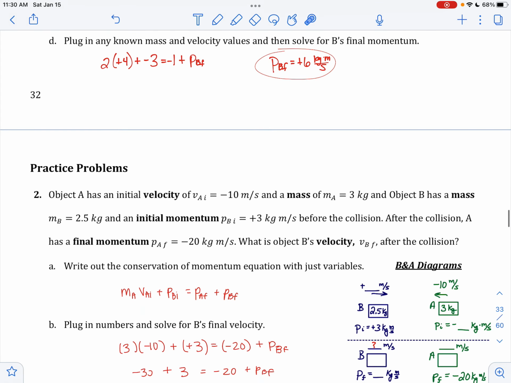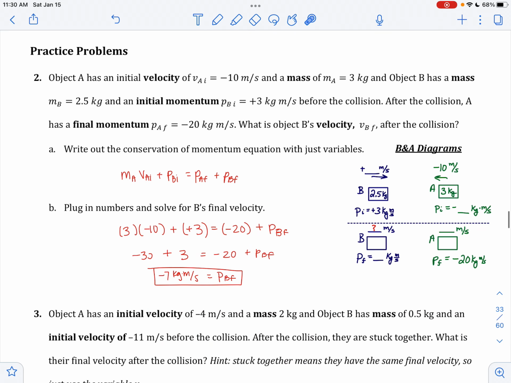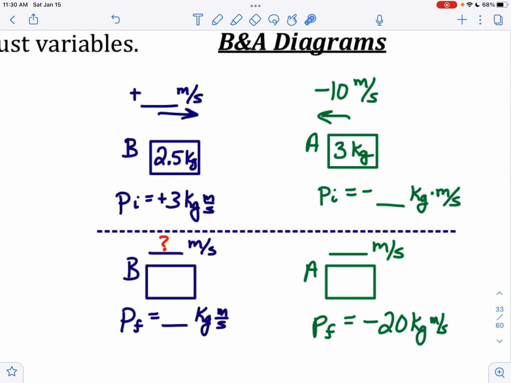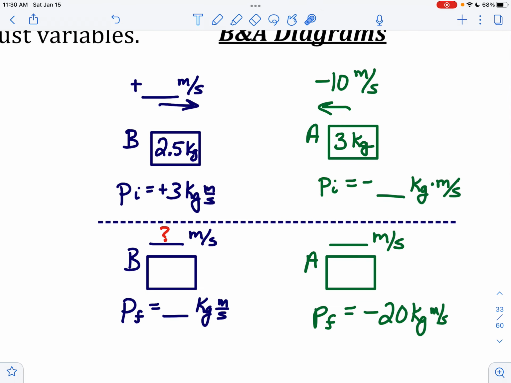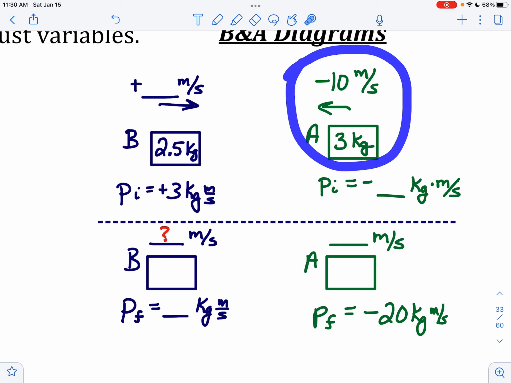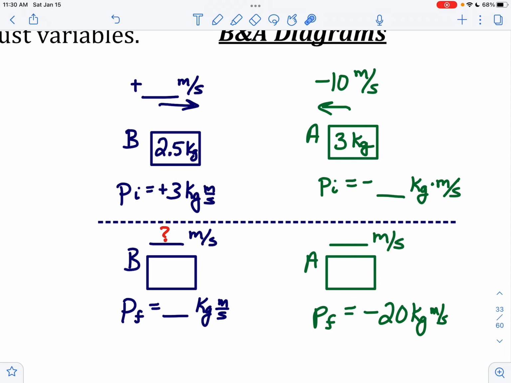All right, hopefully you got pretty far on problem number 2. Here is my before and after diagram. I know the momentum initial of object B, and I know the mass and velocity initial of object A. And I switch these on either side because of the directions of those velocities. If they're going to run into each other and A is moving left and B is moving right because it has positive momentum, B has to be on the left so they hit each other.